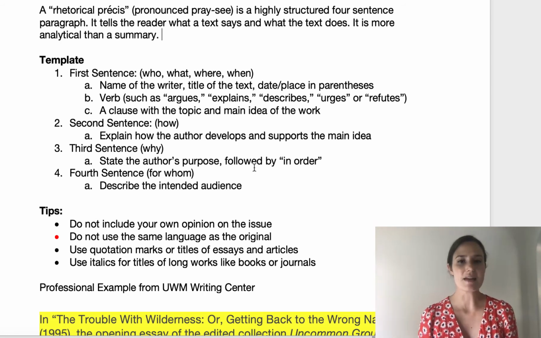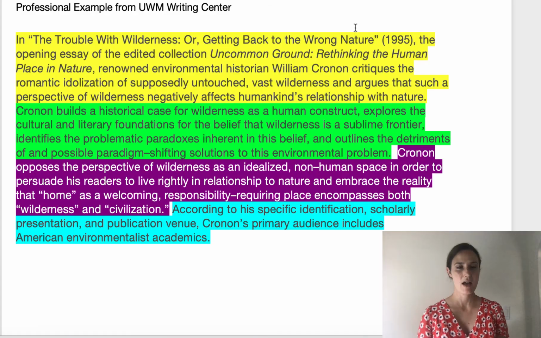For a précis, you don't want to use a lot of the same language. Let's take a look at a sample précis. This comes from the University of Wisconsin-Madison Writing Center. And I've highlighted the 4 different sentences in 4 different colors to show you that even though there is room for creativity, the template itself is quite formulaic and you need to stick with those 4 sentences, and each sentence has a different purpose. Let's look at the first sentence in yellow.